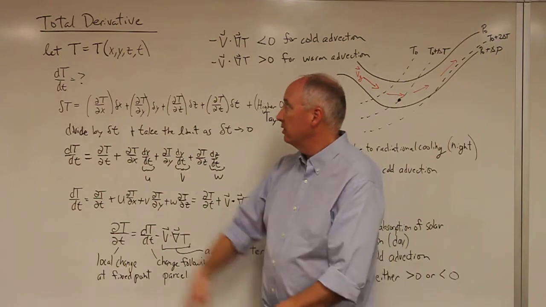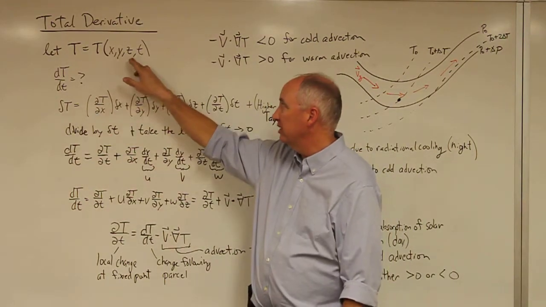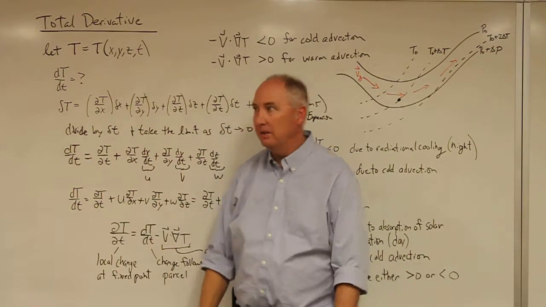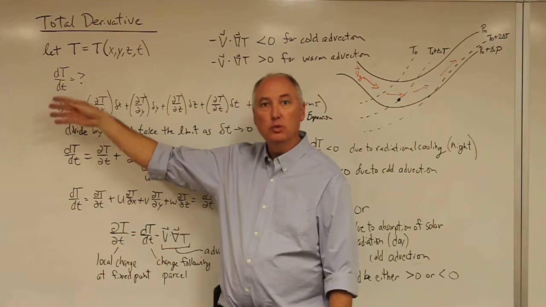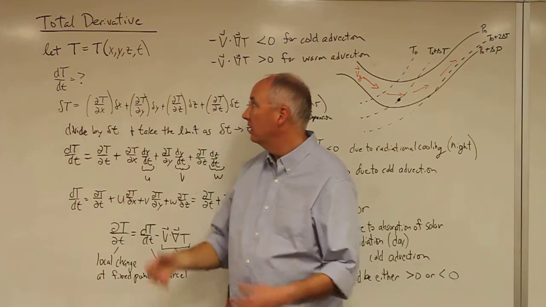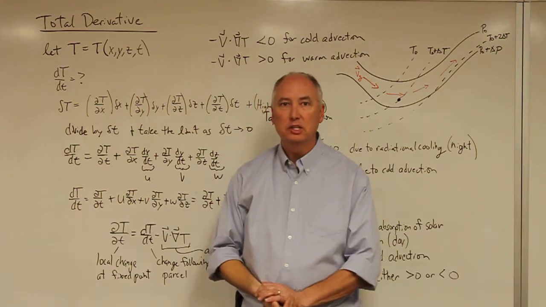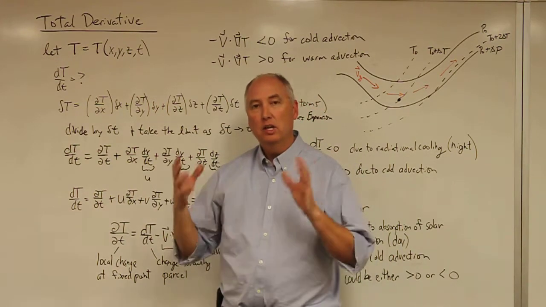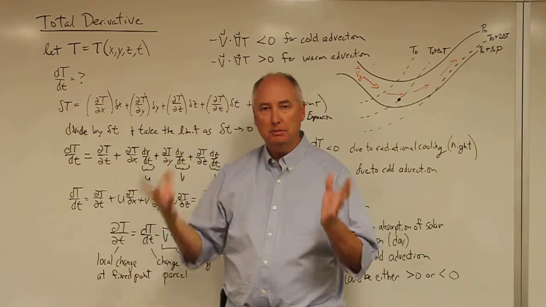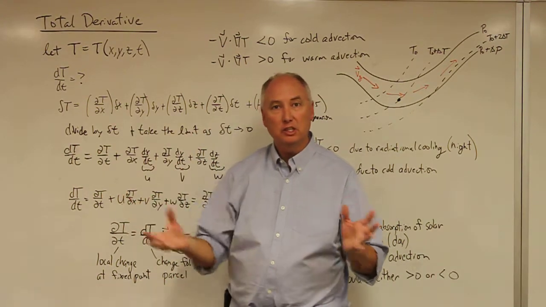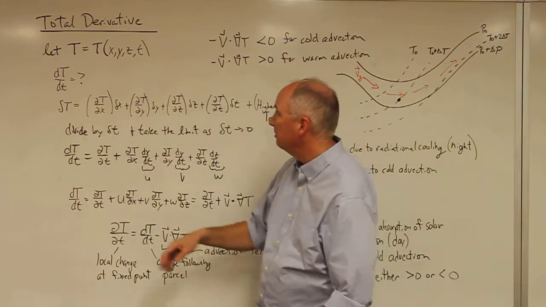When we have a variable such as temperature that is a function of position x, y, and z and also of time, what we want to be able to do is to take the derivative of that temperature and be able to express it in terms of the local time rate of change of the temperature and the advection component, bringing in colder or warmer air from another location.